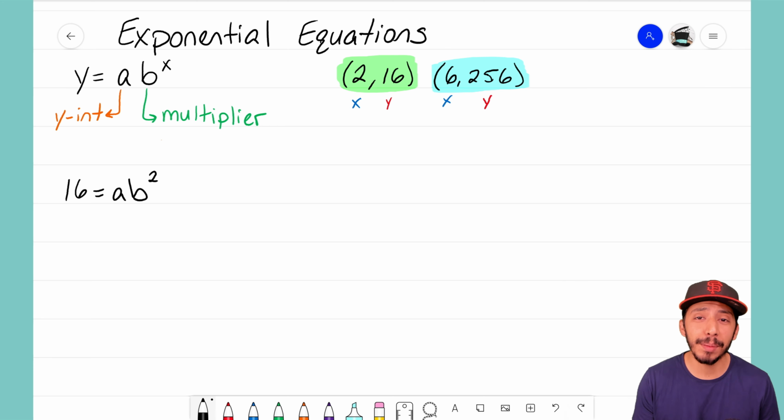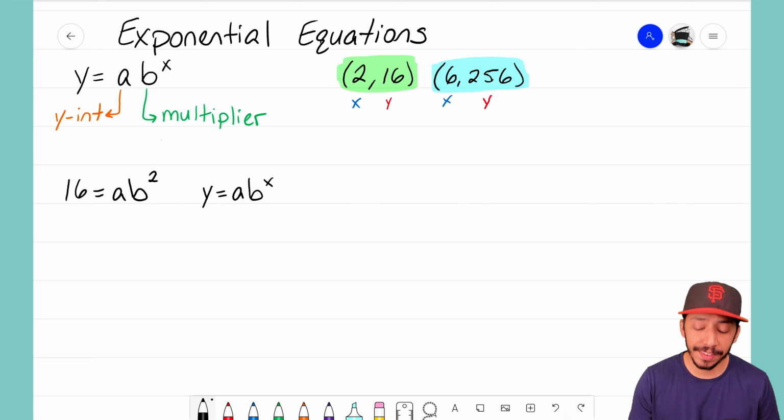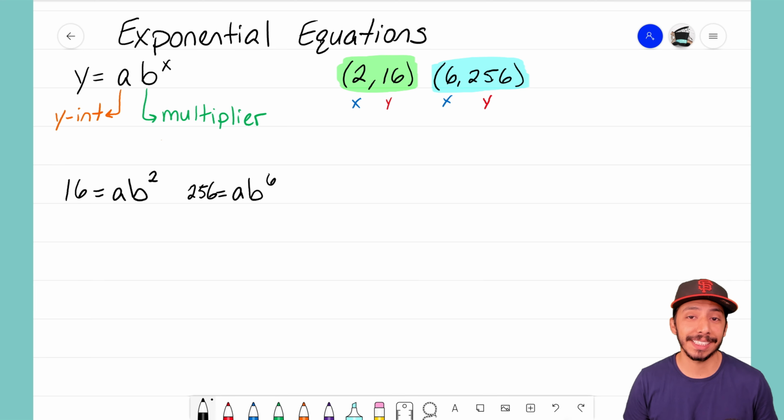Now I want to do the same thing again. I'm going to rewrite that equation one more time, but again, instead of leaving this as the y variable, I'm going to change that variable to what the other y equals, and that is 256. Well, y equals 256 when x equals 6.